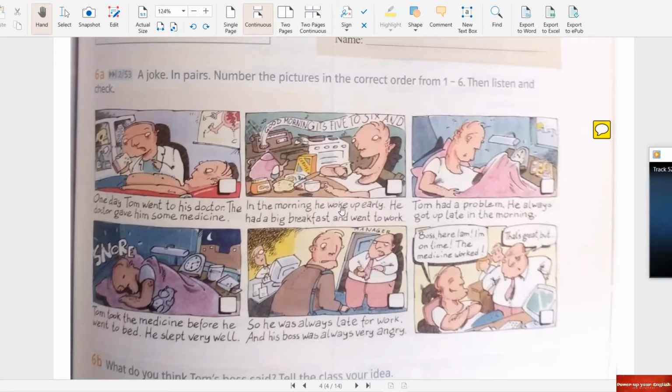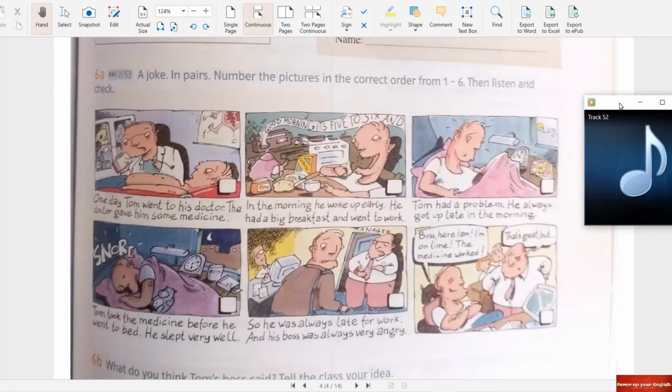Woke is the past of wake. Went, we've already seen, is the past of go. Had is the past of have, as you've seen before. Took is the past of take. And was, we know, is the past of the verb to be. Okay, so let's now listen to it and find out the solution.